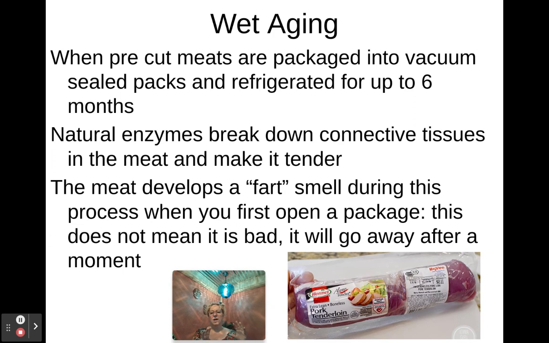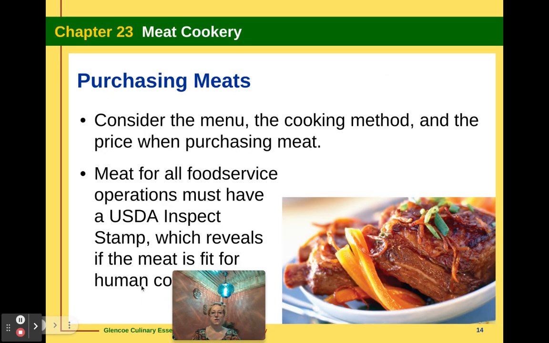If you have that smell that lingers, then that meat may have turned, and you may not want to consume that meat. But chicken and pork, this is just kind of common. There's nothing to be afraid of with it, and it should go away. But that's wet aging, and that's the process that's happening.